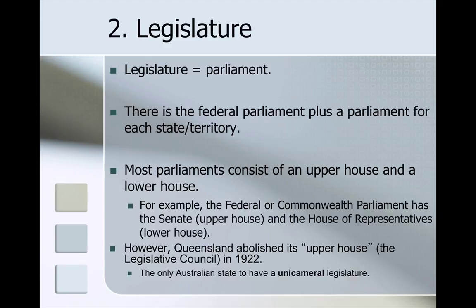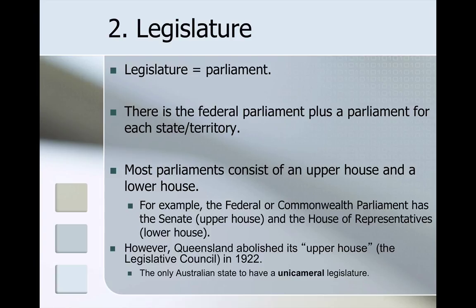Now, most parliaments consist of an upper house and a lower house. So, for example, the federal or Commonwealth Parliament has the Senate, which is described as its upper house, as well as the House of Representatives, which is described as its lower house. Queensland, however, is unique in Australia, having abolished its upper house, which was named the Legislative Council, back in 1922. Queensland is the only Australian state that doesn't have two houses of parliament. We are instead what's referred to as a unicameral legislature, as opposed to a bicameral legislature.